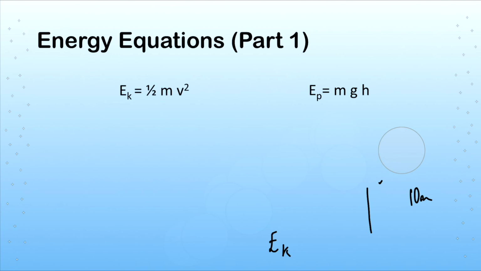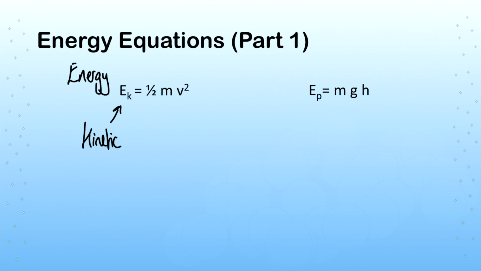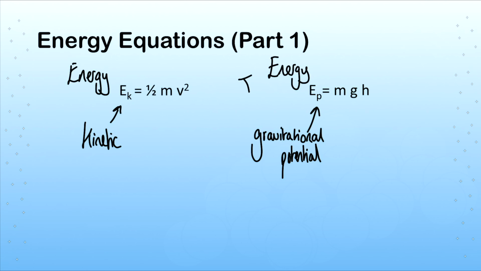But let's look at what the equations are and what units there are. So EK is kinetic energy. That's the E for energy, and the type is the small k afterwards. EP is called potential energy, but it's actually gravitational potential energy. And both of these, because they are energy, are measured in joules, and the letter for the unit there is a capital J.